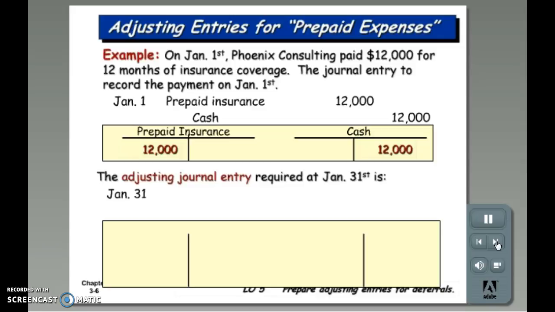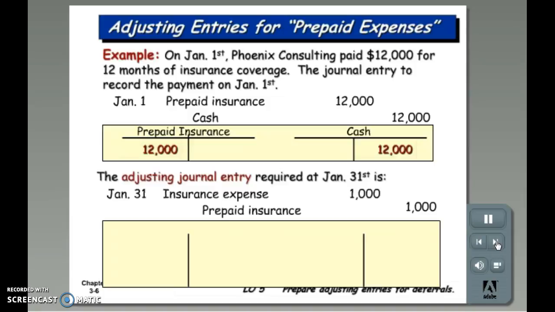paid in advance. At January 31, an adjusting entry is needed because there is no longer 12 months worth of insurance prepaid, but only 11 months of insurance prepaid, February through December. Remember that adjusting entries either include an expense account or a revenue account. Because the month of January has passed, it is necessary to record 1 month's worth of insurance expense as a debit. 1 month of insurance expense is $1,000, calculated by dividing 12,000 by 12 months.